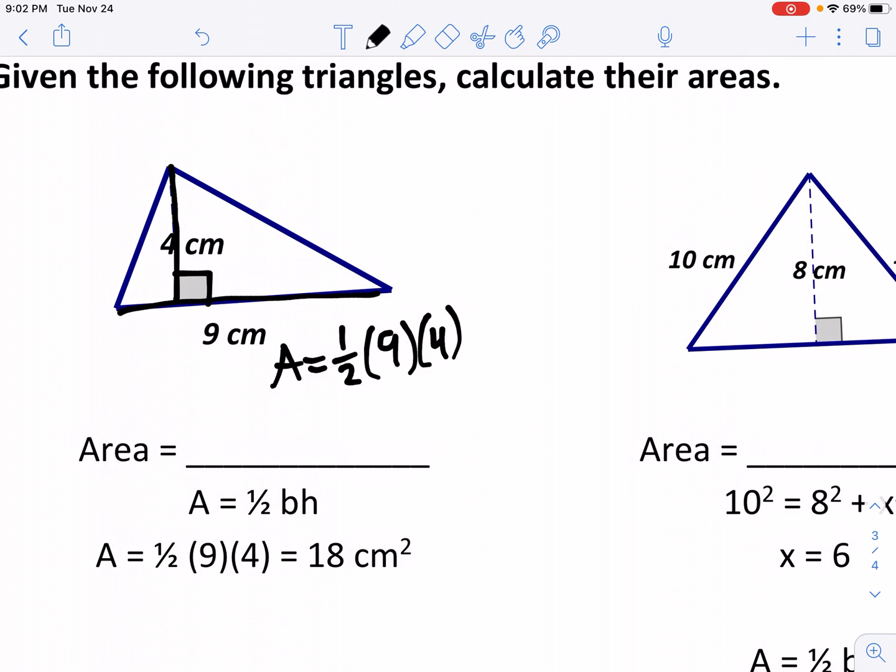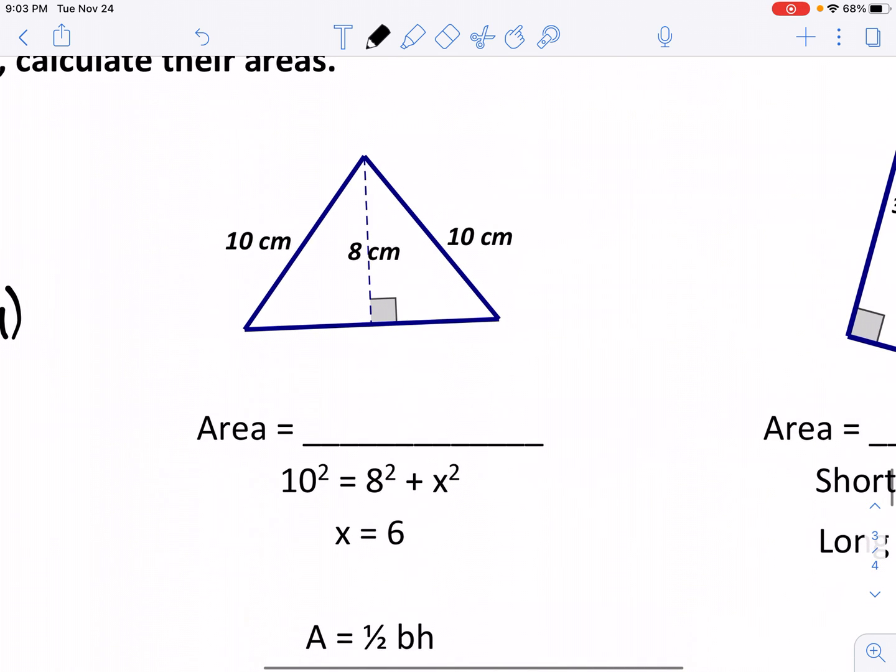Okay, now there's a couple different ways you could do it. We could take 9 times 4, which is 36, and then divide that by 2, and that'd give us 18 centimeters squared. Okay, so however you want to multiply that out, 1 times 9 times 4, and then divide by 2, or just 1/2 times 9 times 4. It doesn't matter. You're all multiplying. It all gets multiplied together. So we get 18 centimeters squared.